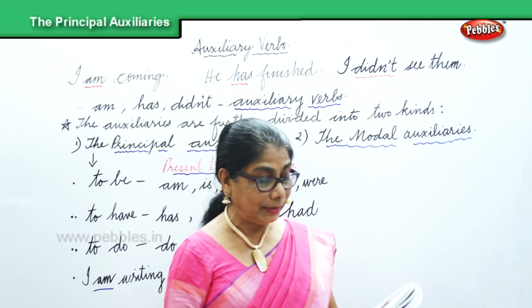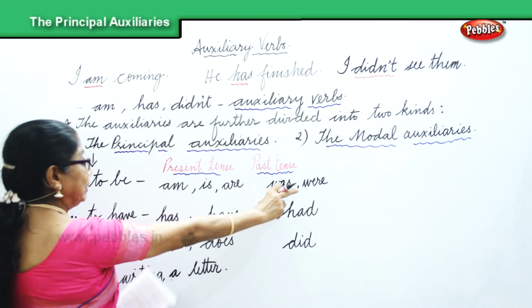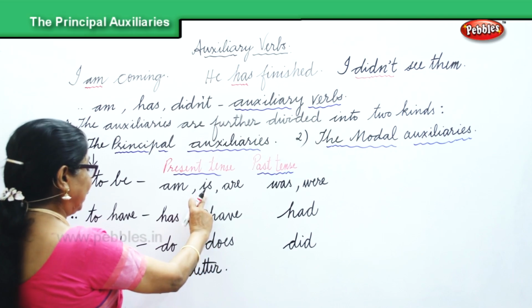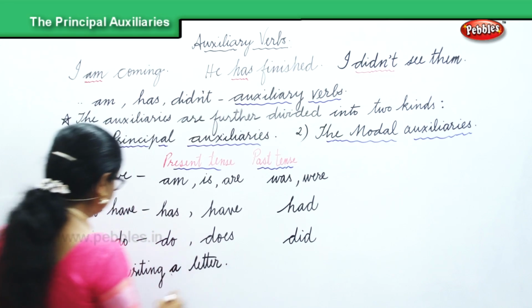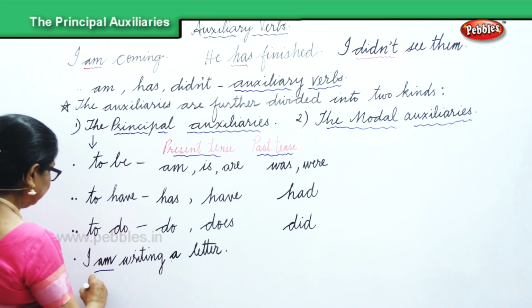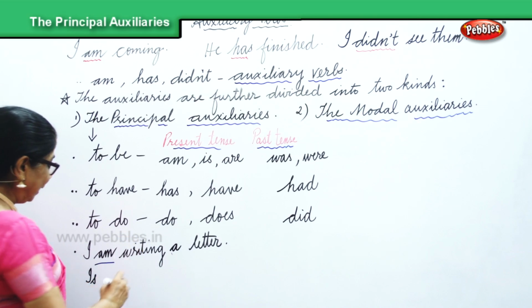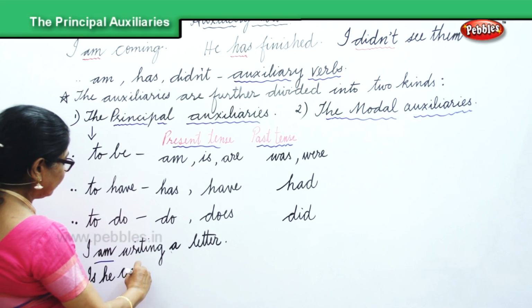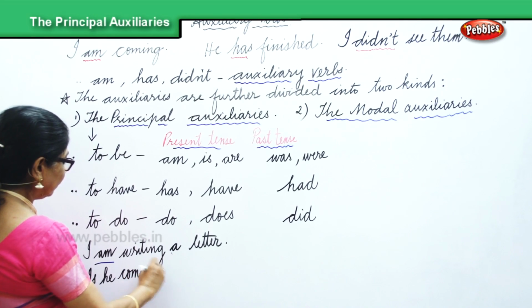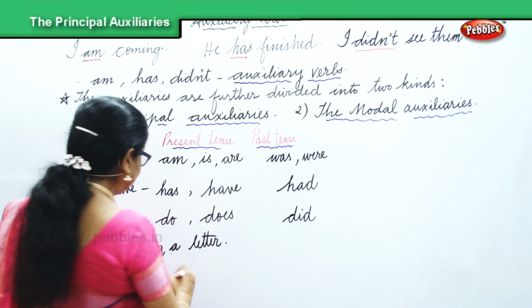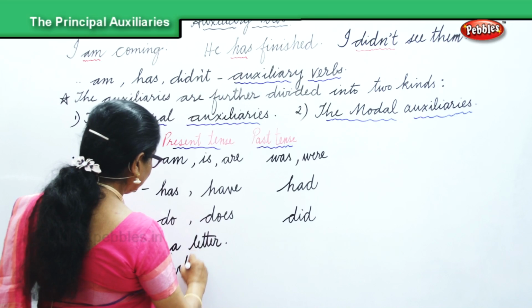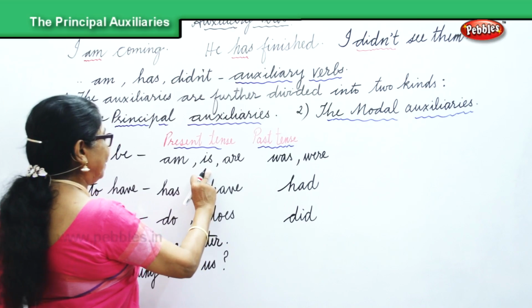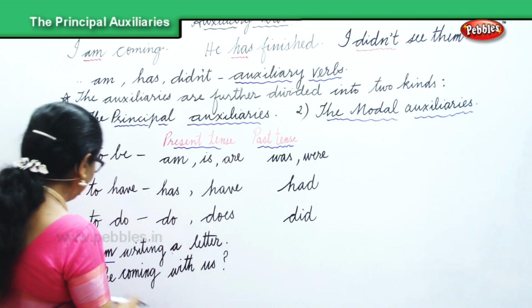Okay, another sentence I have here. What is the next one we have? Let's do is. All right? Now, is he coming? Is he coming with us? So I used am, and is: Is he coming with us?